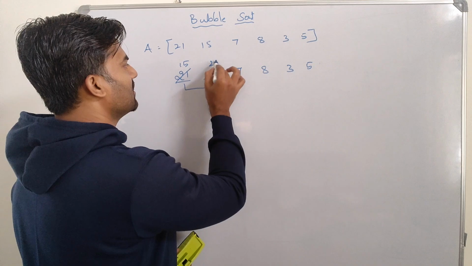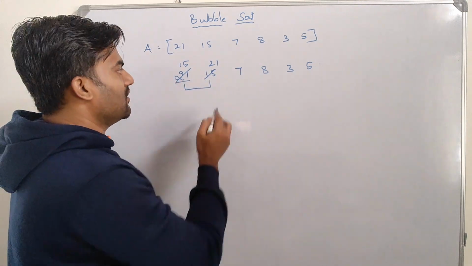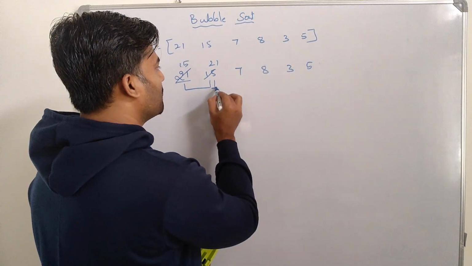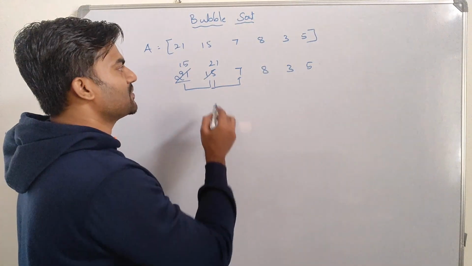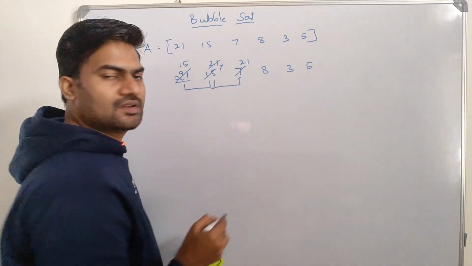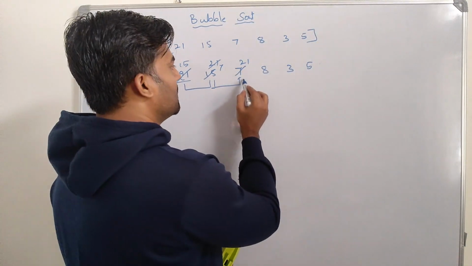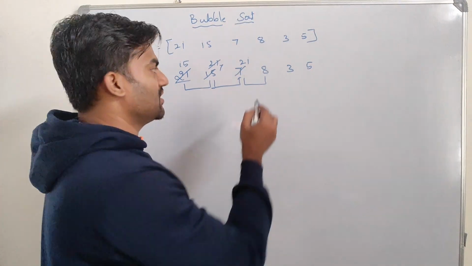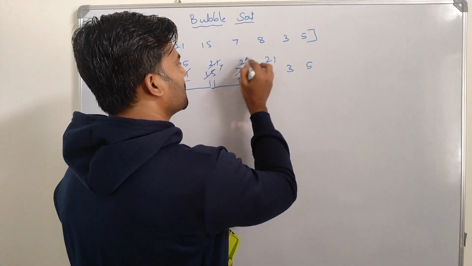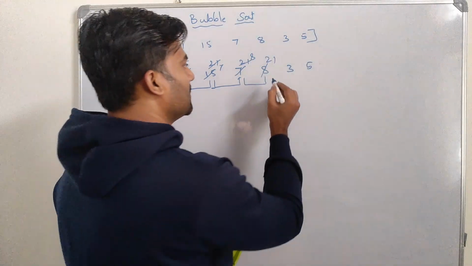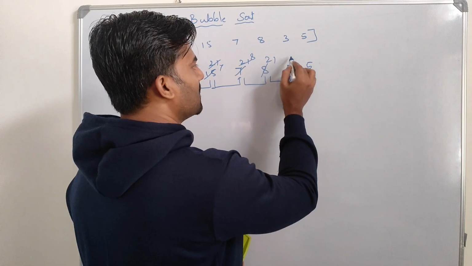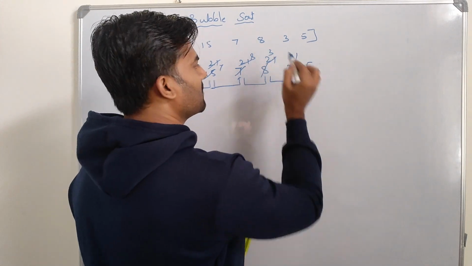So 15 comes here and 21 comes here. Now from this position I will do the same thing. I will compare this with 7. Which one is bigger? 21 is bigger, so I will swap them. Now again I will compare this with the next element. Which one is bigger? 21 is bigger, so I will simply swap them. Then 21 and 3, which is bigger? 21, so I will swap.